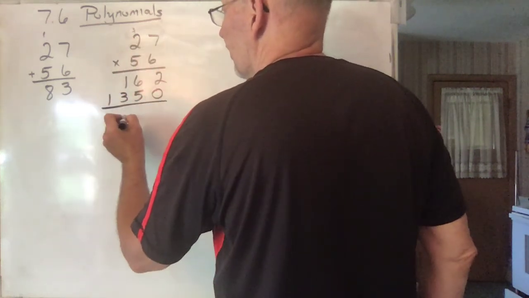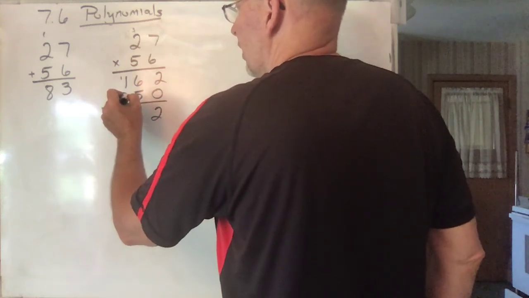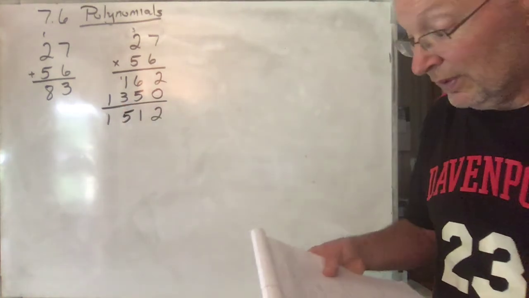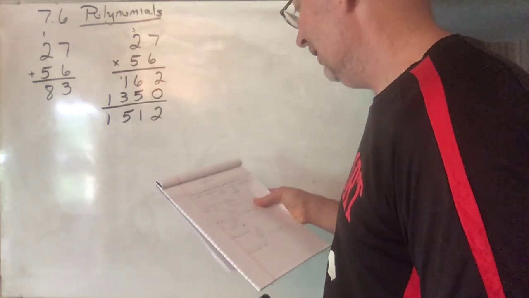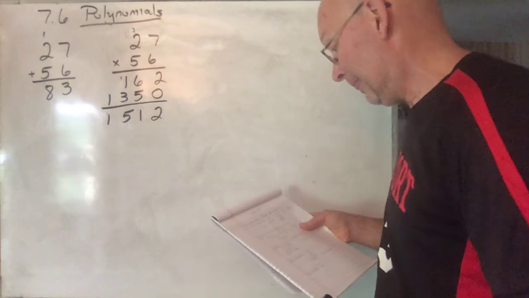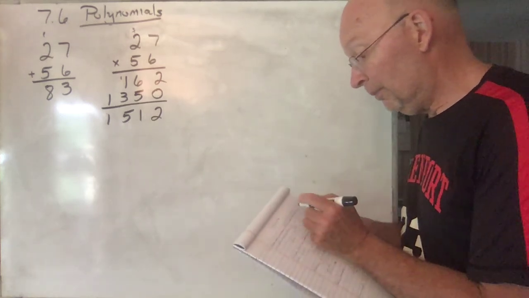So you ended up with, let's see, 2. This 11. Carry the 1. 3, 4, 5. 1, 5, 1, 2. That's the same. Let's see, 27. Oh, I had 56. Okay, very good. So there you go.